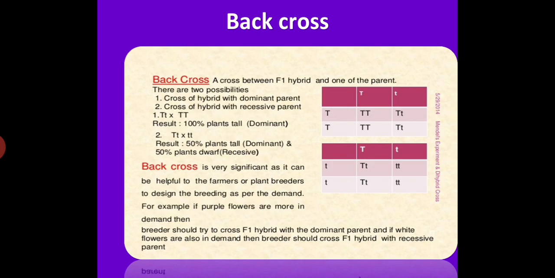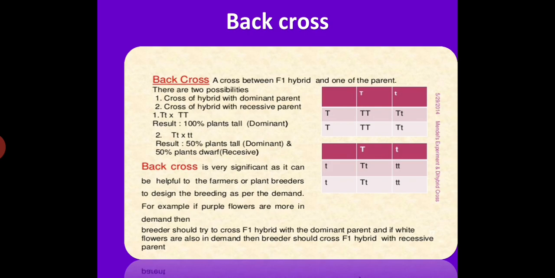Backcross: a cross between an F1 hybrid and one of the homozygous parents is called a backcross. There are 2 possibilities: the cross of the hybrid with a dominant parent and the cross of the hybrid with a recessive parent. When it is crossed with a dominant parent, it results in 100% tall plants. When it is crossed with a recessive parent, 50% tall and 50% dwarf plants will appear.